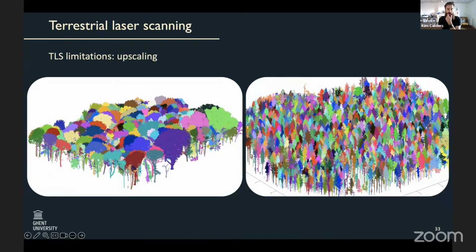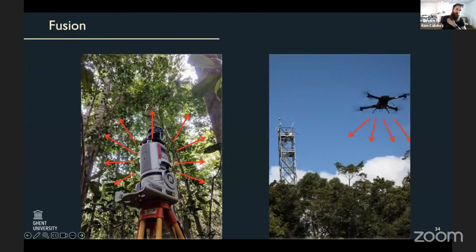And then it's also important to know that TLS is very limited in space. Typically the sites that we do are 1 hectare. That's a typical GEM plot size. So if you want to do some upscaling, what we've been doing is linking this as a data fusion, where we link TLS, which you can see on the left, with drone data.